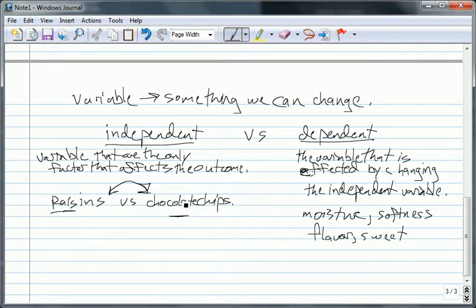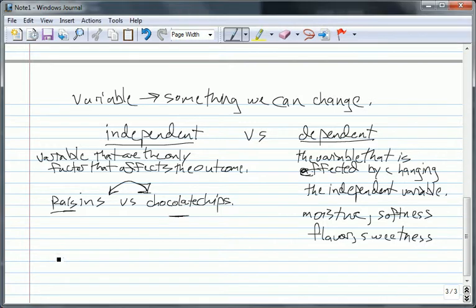Okay. Once again, the raisins and the chocolate chips are the factor that is changing the outcome. The dependent variable, once again, is the thing that's affected by the changing of the independent. So moisture, softness, flavor, sweetness, all could be dependent variables, while switching between raisins and chocolate chips is our independent variable. All right, so that's independent and dependent variables. These are very important for our study of science.